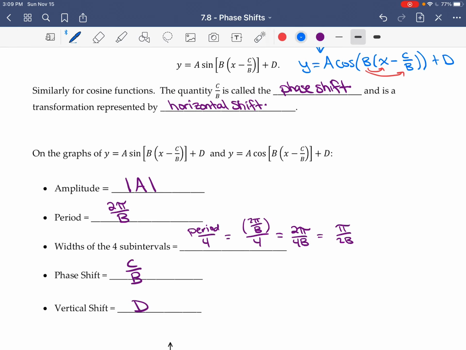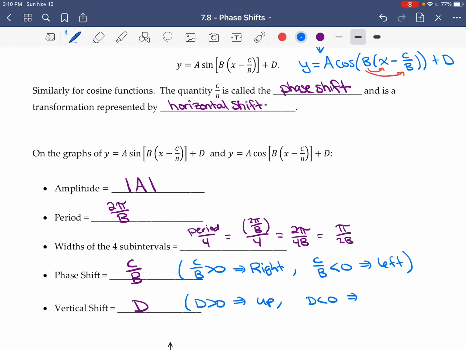Again, c over b positive means that you're going to the right. C over b negative means that you're going to the left. Similarly, d positive means that you go up vertically. D negative means that you're going down.